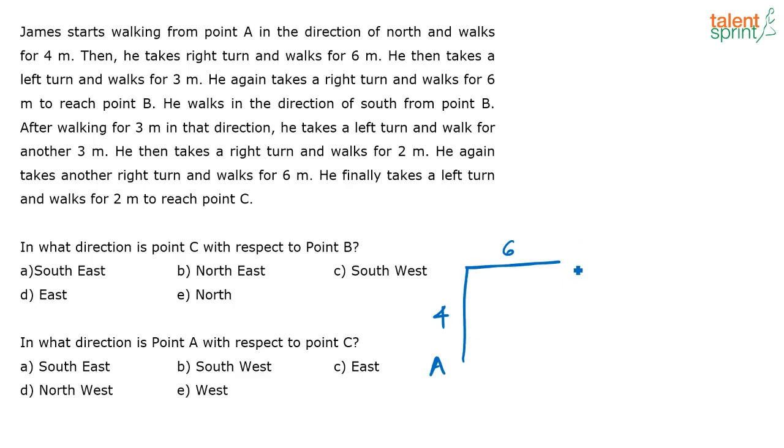So he takes a right and walks for 6 kilometers. Then he takes a left, walks for 3 kilometers. Then he again takes a right, walks for 6 kilometers to reach a point B. So this is B. Till this it is correct.